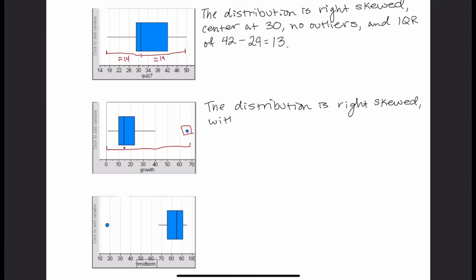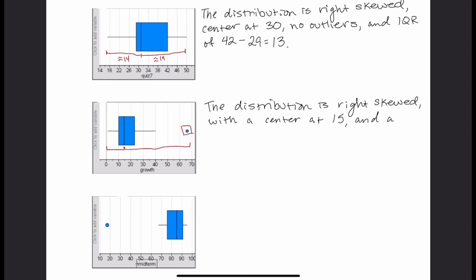With our center, our vertical line, it looks like the tick marks on our axes are going by 5s, and since our vertical line is sitting in between 10 and 20, that probably means our median, our center, is at 15. And we can talk about our range.